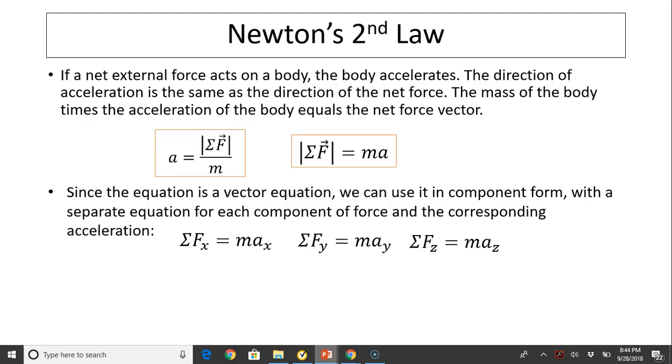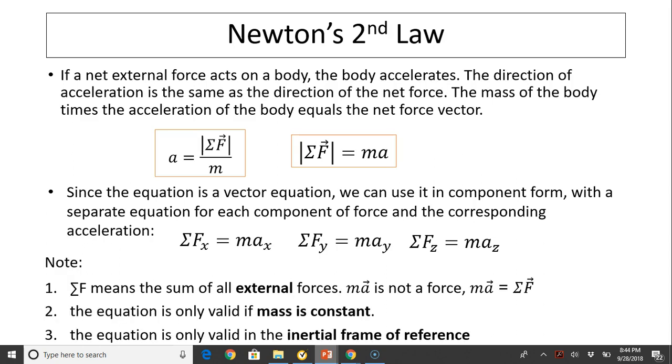Since the equation is really a vector equation, we can use it in component form. That means the sum of Fx equals m ax. The same is true for Fy and Fz. In this equation, the sum of the forces means you add all the forces together, and those forces have to be external forces, not internal forces. Another thing you need to know is that ma is not a force. ma is equal to the sum of the forces.